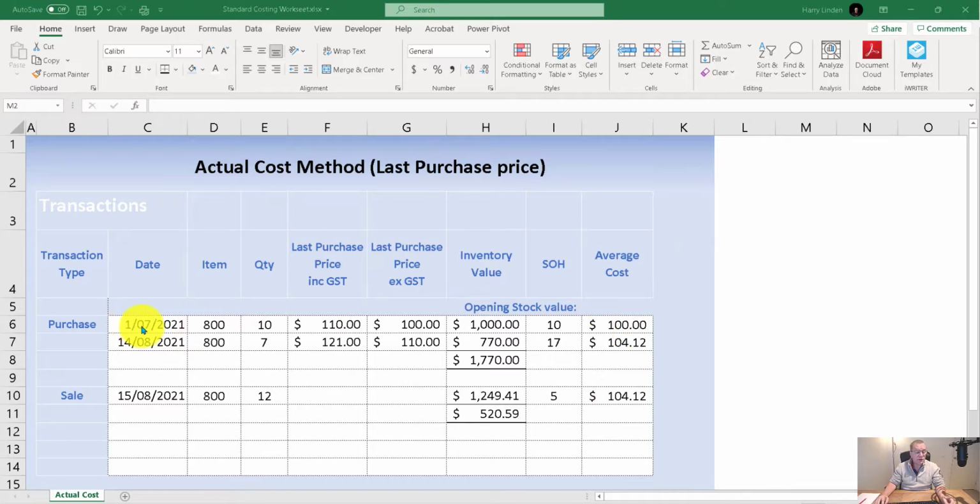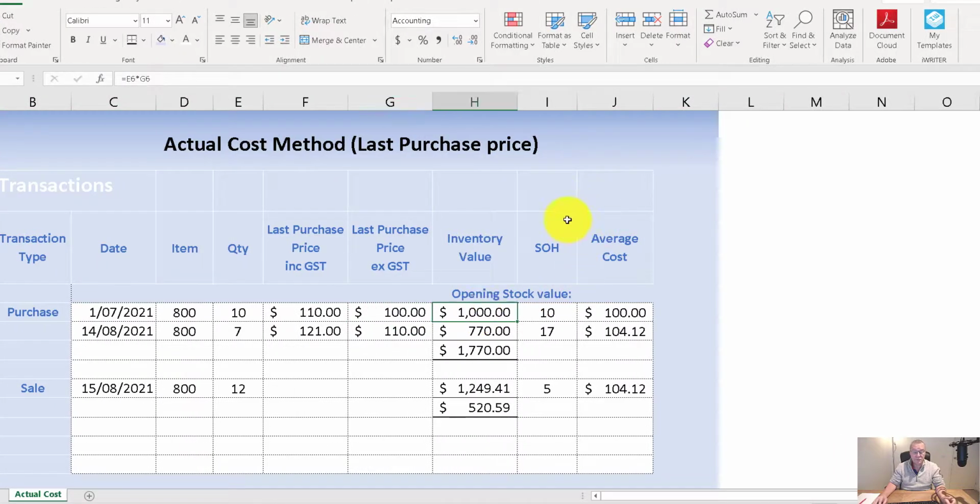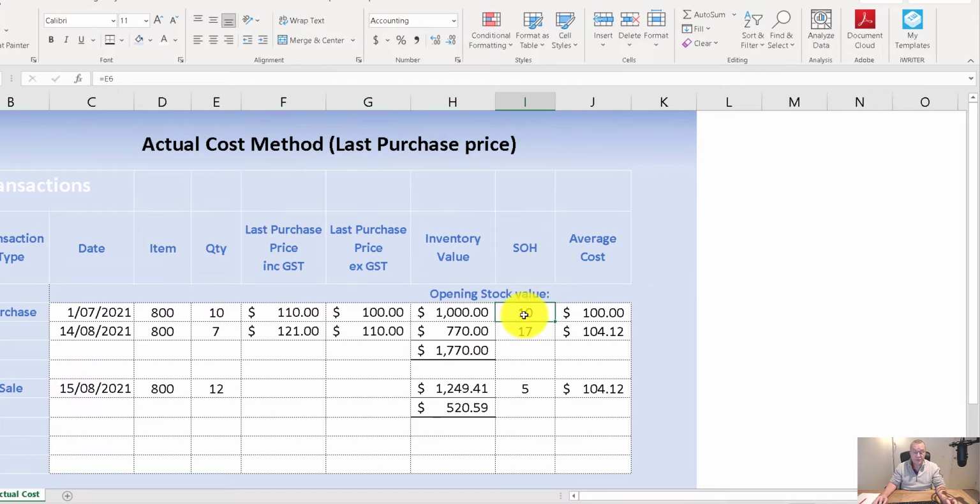So on the 1st of July, we're going to purchase 10 items, item 800. The list price is 110, including GST, and the ex-GST is 100. So if you multiply that out, 10 units at 100 will give you an inventory value of $1,000. The stock on hand will be 10 because you haven't got any opening stock and you haven't done any further transactions. So the average cost is obviously going to be the same.